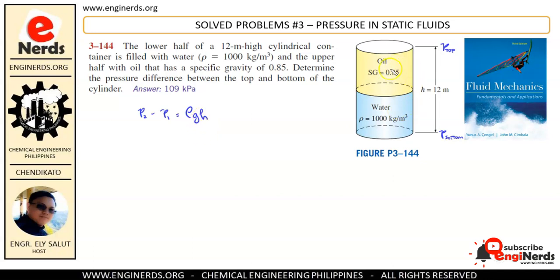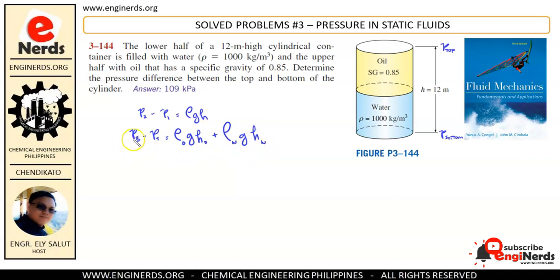But in this case, meron tayong dalawang klase ng fluid dito, no? So, kailangan maipag-add din natin yung pressure generated by these two fluids, no? So, in here, what we could say is that the pressure at the bottom minus the pressure on the top is equal to the density of our oil times the acceleration due to gravity and the height of our oil plus the density of water times the acceleration due to gravity and the height of the water. So, yan ang gagamitin natin to calculate yung pressure difference.